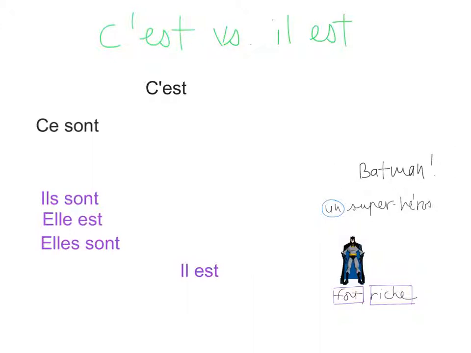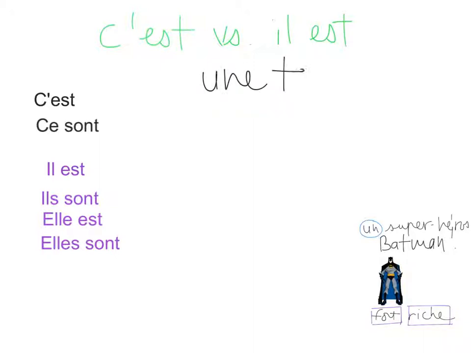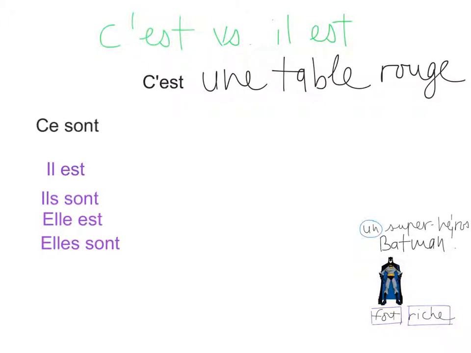We're gonna put this on the side, and we are going to take a look at une table. Okay, let's imagine we are talking about a table. Une table. Okay, and the table is red. Une table rouge. I can have that sentence. C'est une table rouge. All right? But I cannot have elle est une table rouge.